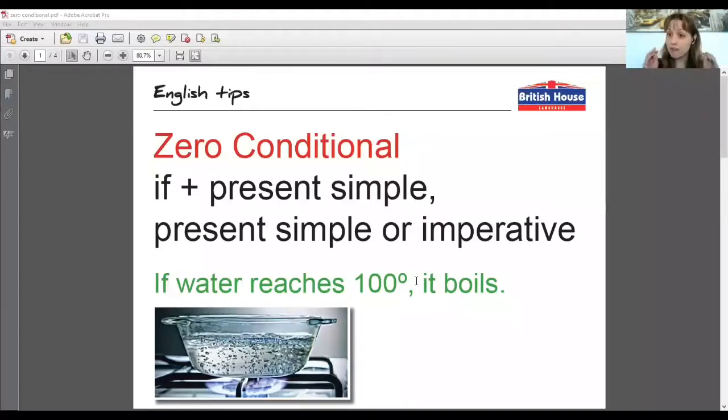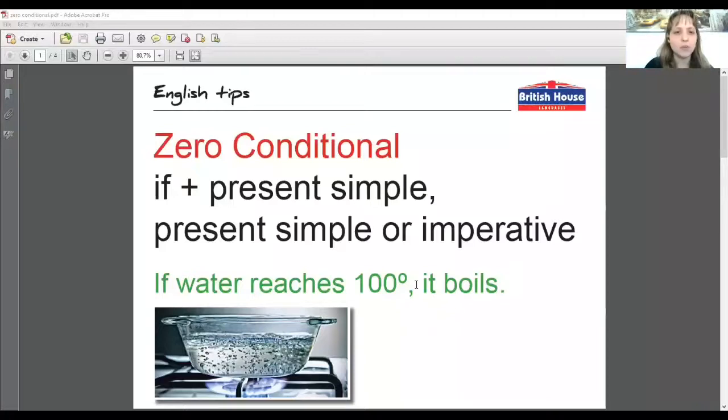We use this one to talk about facts and also to talk about scientific facts. Okay, so for example, the first sample that you have here is if water reaches 100 degrees, it boils. It always happens. This is what zero conditional is about. When one condition occurs, a consequence always takes place. In this case, it's a scientific fact.